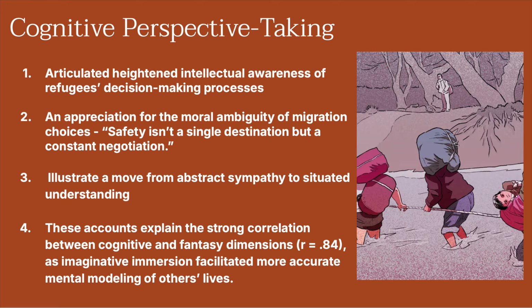These accounts explain the strong correlation between cognitive and fantasy dimensions. And remember, that relationship was 0.84, as imaginative immersion facilitated more accurate mental modeling of others' lives. So the deeper you were in it, the more the ability to appreciate the moral ambiguity really showed here as a cognitive domain.